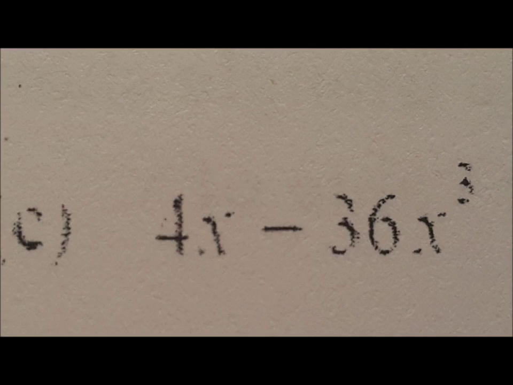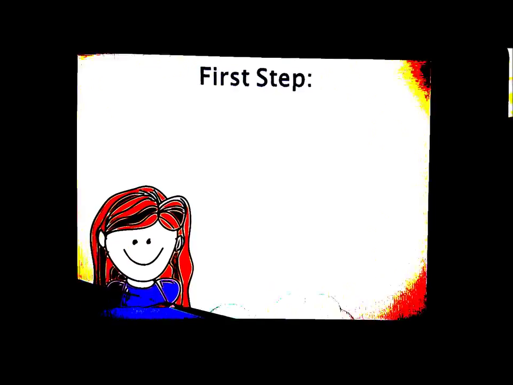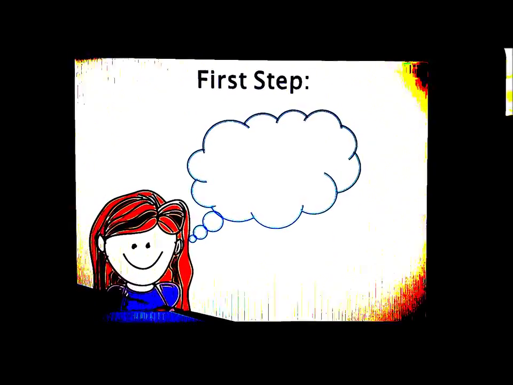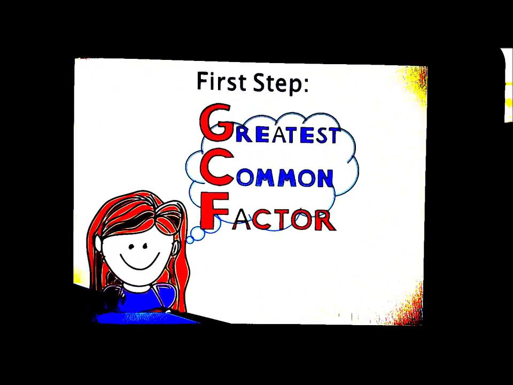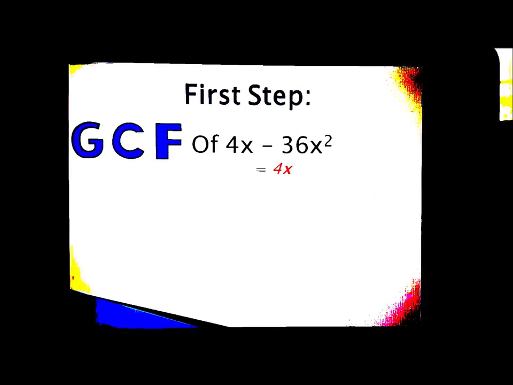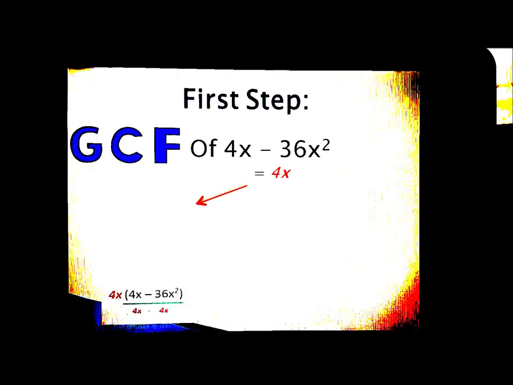As our first step, we should identify the greatest common factor that is able to divide evenly between 4x and 36x cubed. Therefore, the common factor between these terms would be 4x. For the second step, we put the greatest common factor as the first term, 4x, and in the parentheses we divide each term by the greatest common factor.